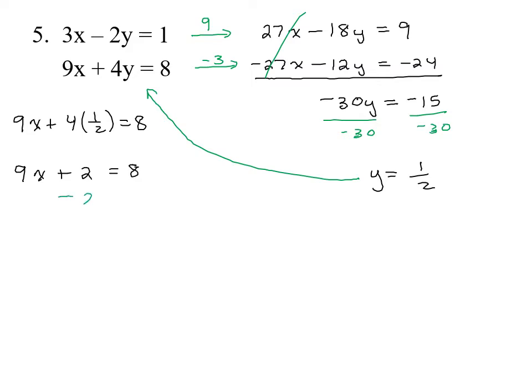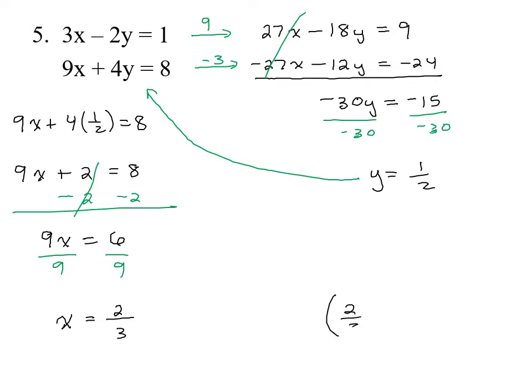I could subtract the 2 from both sides and get 9x equals 6. And then to get the x by itself, we divide by 9 on both sides. Now, 9 and 6, again, don't simplify completely, but they do simplify. If you were to divide each one of them by 3, 6 divided by 3 is 2, 9 divided by 3 is 3. This one would be a little harder to check, but it could be done. You have the positive 2/3 and the positive 1/2 for the x and the y.